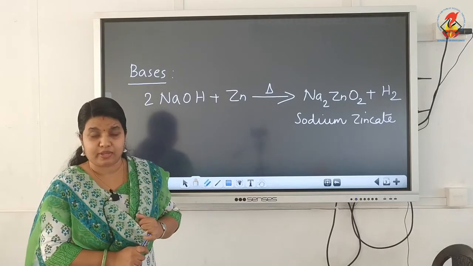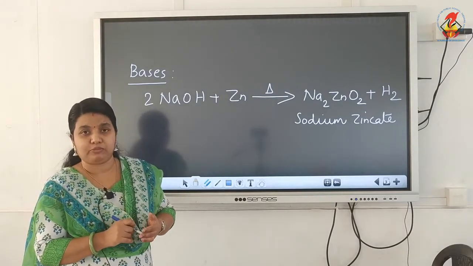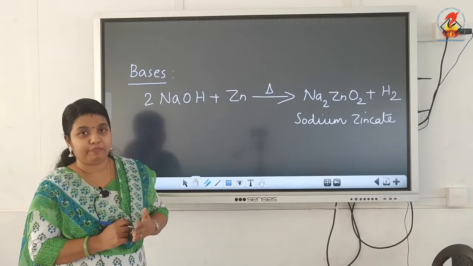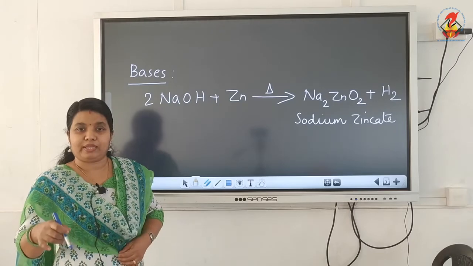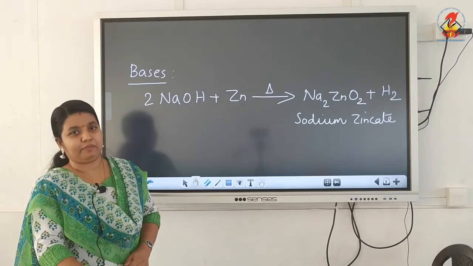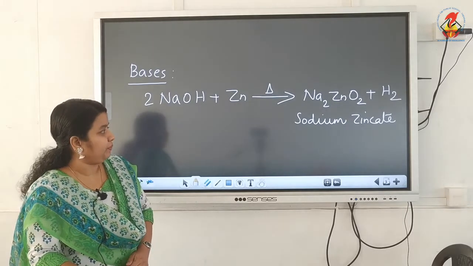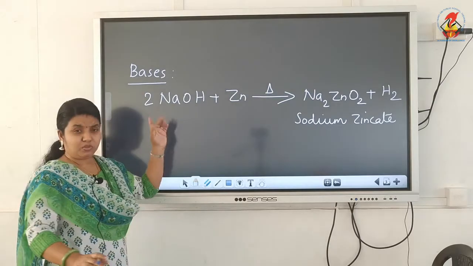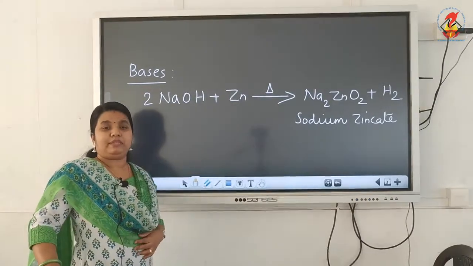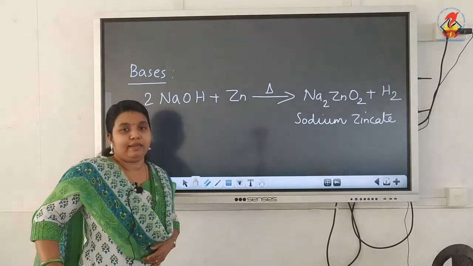Here also the test for hydrogen is the same. Which gas is evolved when an active metal reacts with bases like sodium hydroxide? The gas evolved is the same, hydrogen gas. So if the test for the gas evolved is asked, the same test you have to write: test for hydrogen, bringing a burning candle or a matchstick near the mouth of the test tube. Okay. It's an important reaction. This is also a previous board question. Reaction between sodium hydroxide and zinc to form sodium zincate and hydrogen gas.